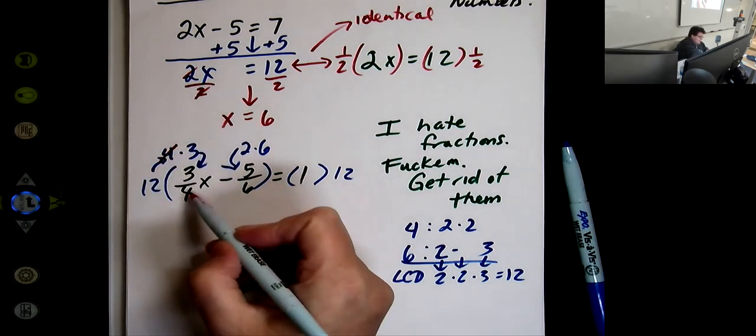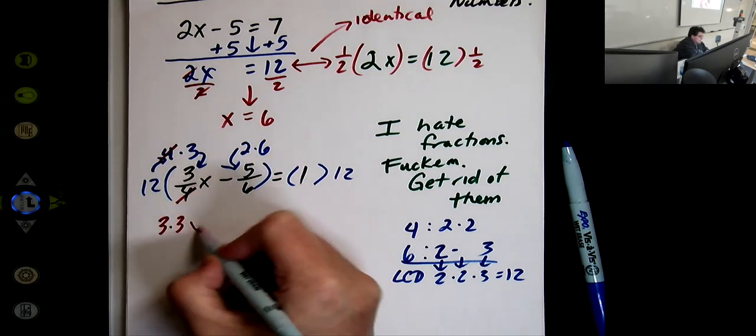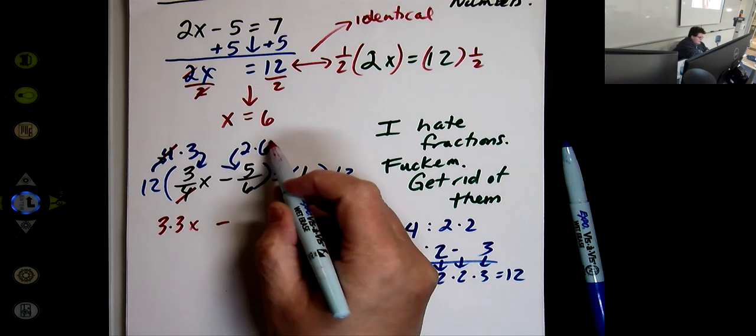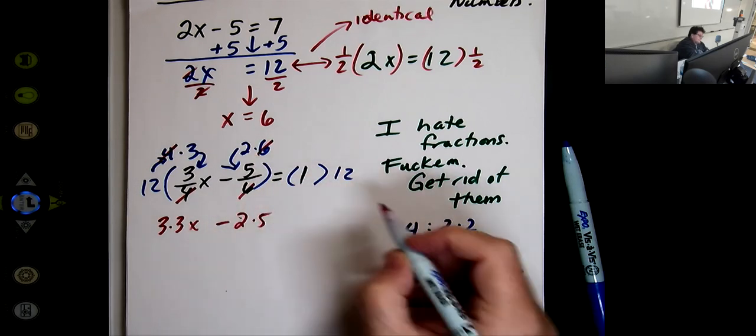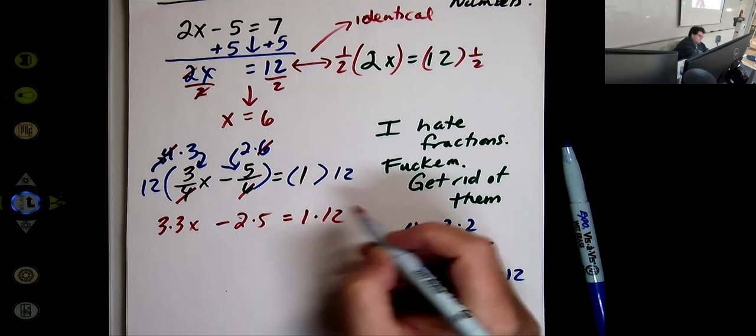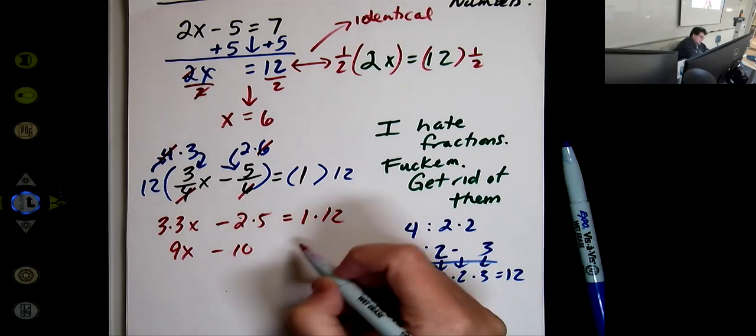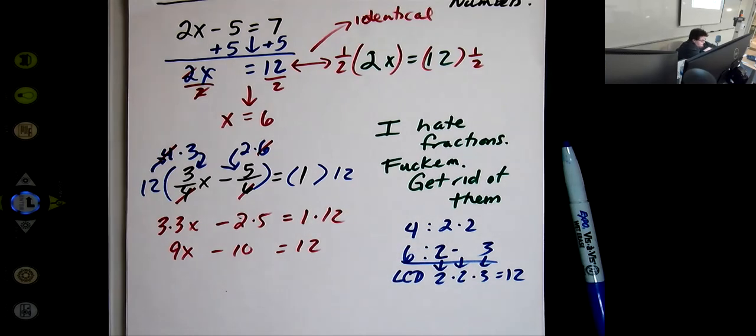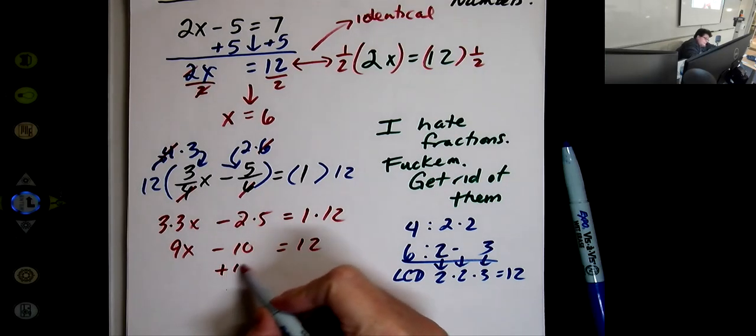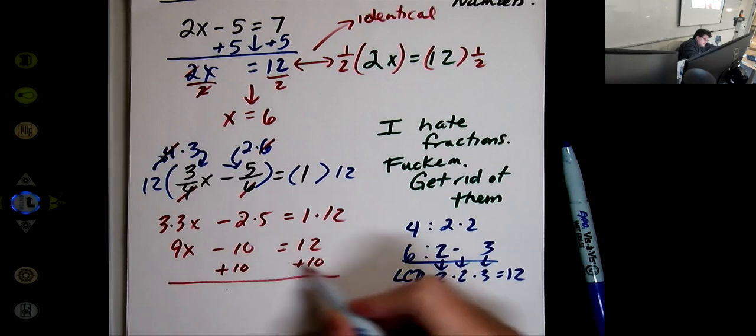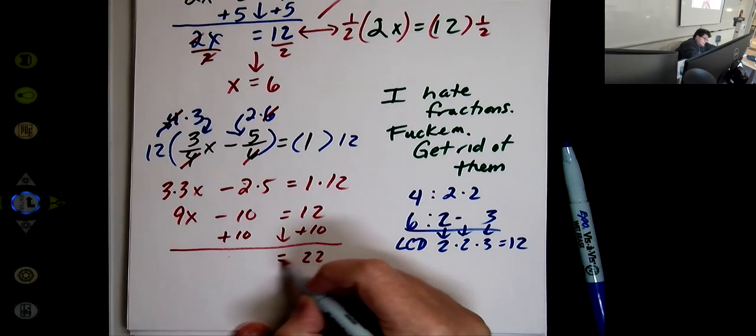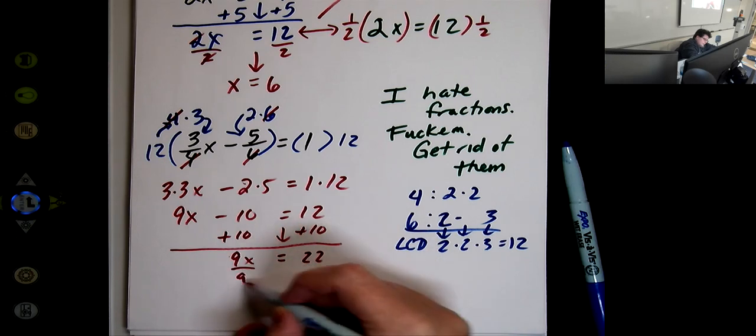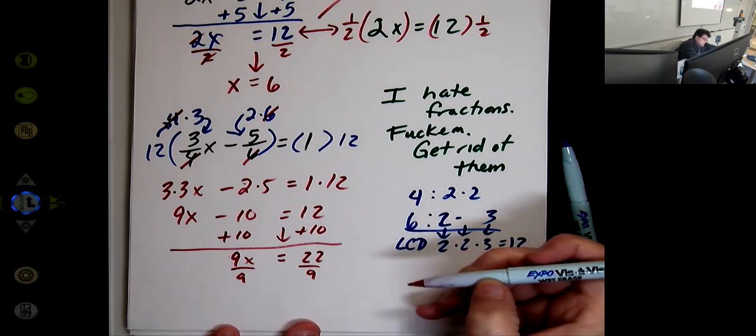The 4s will cancel out, and I'm left with 3 times 3x minus, and then I've got the 6 cancels out, and I have 2 times 5 left. And then I've got, of course, 1 times 12. If I do that multiplication, I get that. And now we're back to the step that sends me likes. We'll add to both sides. And then we'll divide by 9.